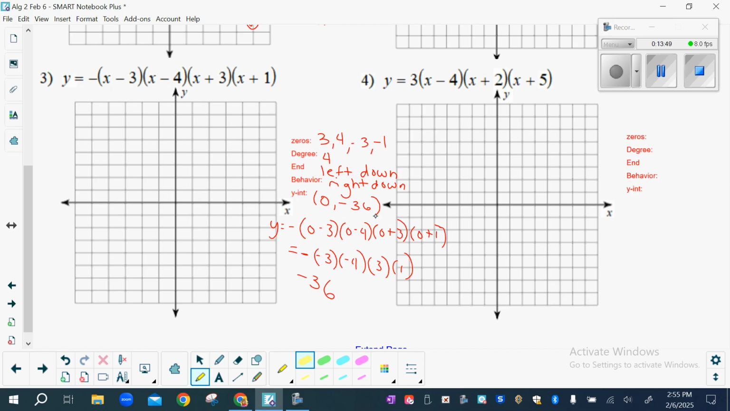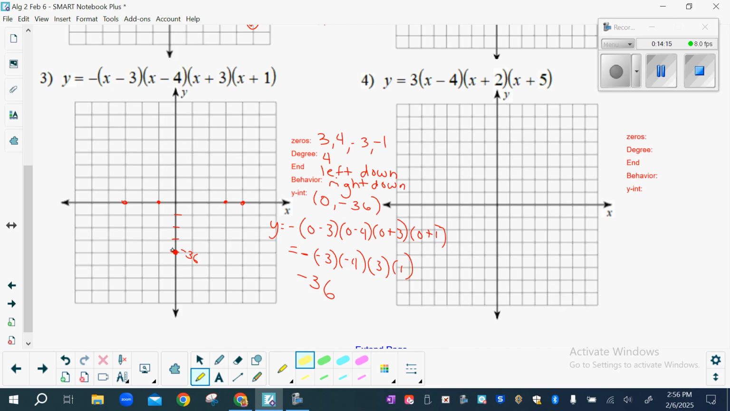So 3, 4, -3, -1. And then we have a -36. Notice I am putting a point here, and I am putting -36 here. I'm getting a lot of students forgetting to do that. Make sure you label it. I will be looking at that when you go to do your test.